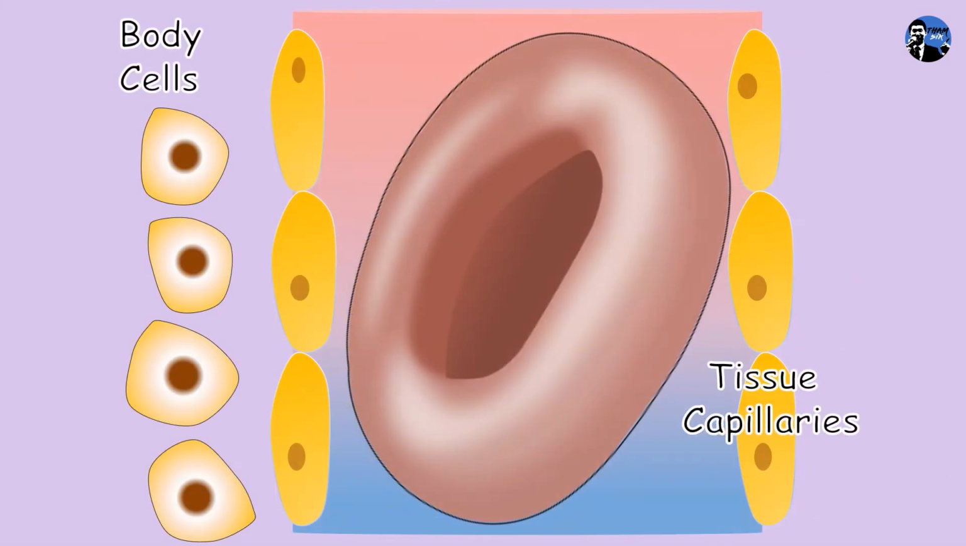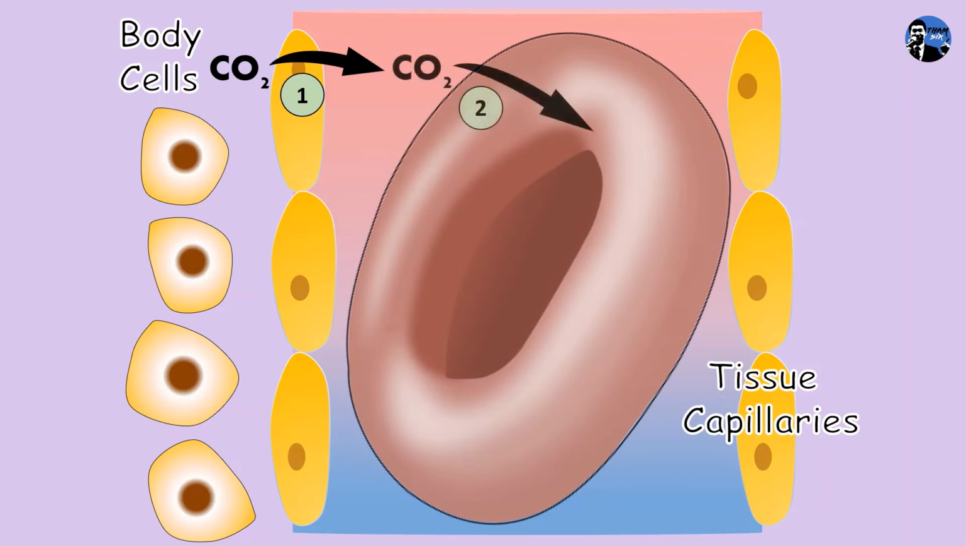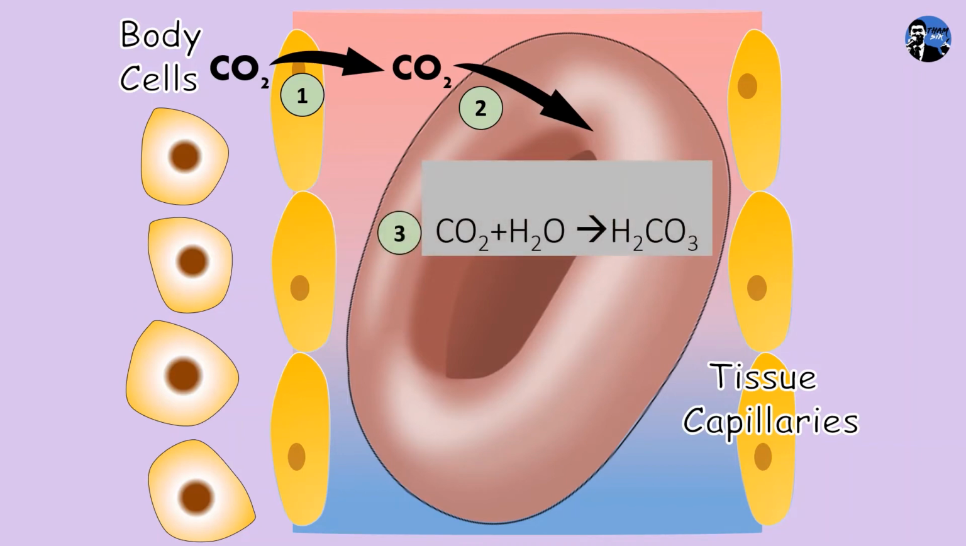During cellular respiration, body cells produce carbon dioxide. Carbon dioxide diffuses across the wall of tissue capillary to the blood plasma. From the blood plasma, carbon dioxide diffuses into the red blood cell. Now, carbon dioxide reacts with water to form carbonic acid, H2CO3. This reaction is catalyzed by carbonic anhydrase.